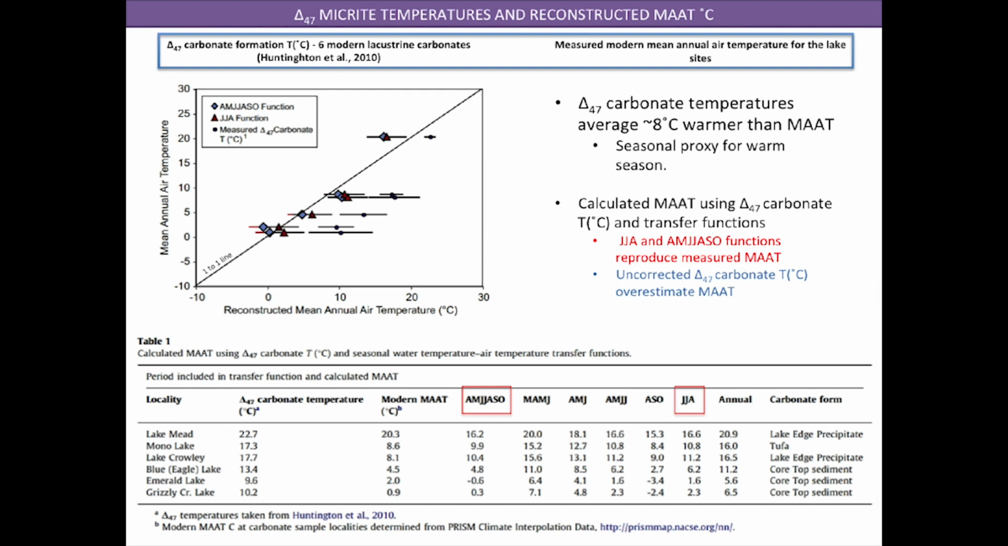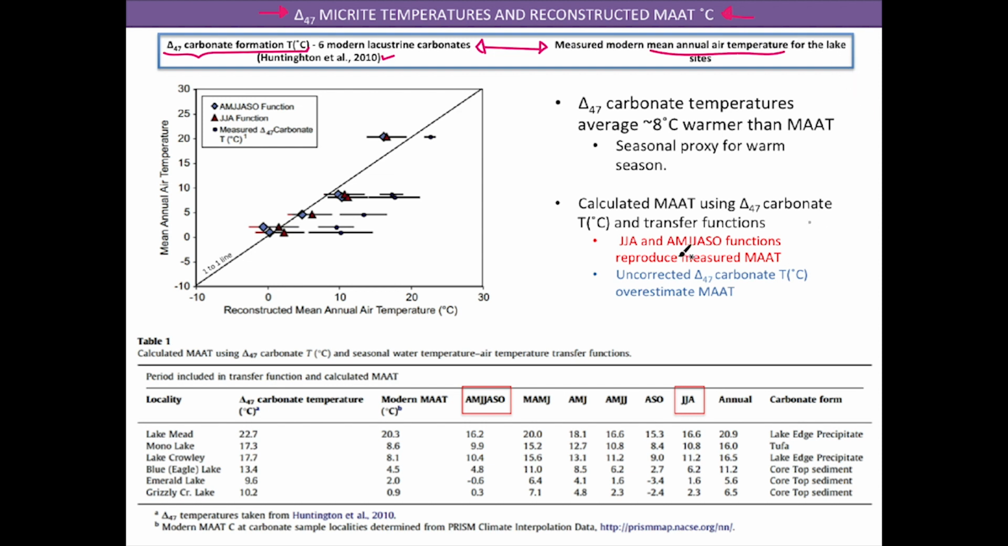In one of the last sections of the paper, the authors discuss the relationship between delta 47 micrite temperatures and reconstructed mean annual air temperatures. To assess the effectiveness of using water temperature, air temperature transfer functions to determine mean annual air temperature, they compared published carbonate formation temperatures determined by delta 47 analysis for 6 modern lacustrine carbonates with measured modern mean annual air temperature for these lake sites.